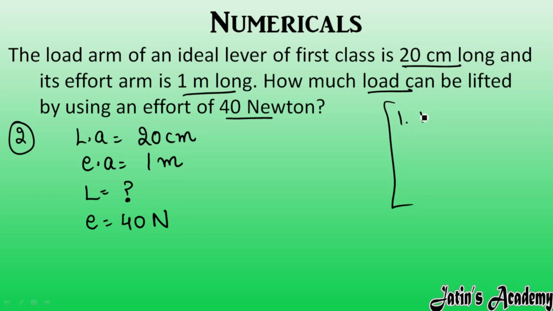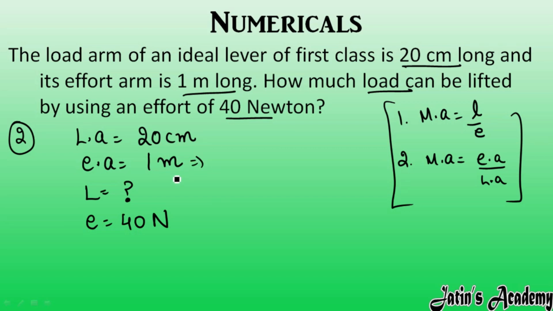First formula we are having: mechanical advantage is equal to load over effort. Second formula of mechanical advantage we are having: effort arm over load arm. Fine. See carefully here, load arm is in centimeter and effort arm is in meter. Firstly convert both units into a single unit. I will convert this meter into centimeter, which is easy to convert.